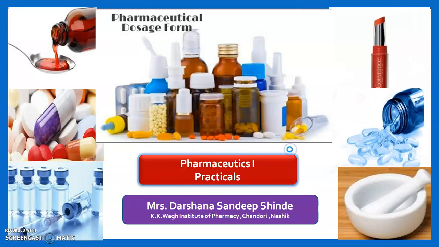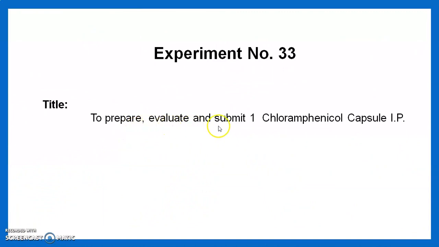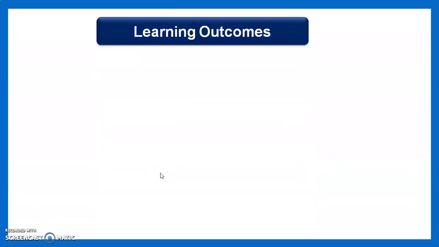Today we deal with experiment number 33. The title of today's experiment is to prepare, evaluate and submit one chloramphenicol capsule IP. Today we prepare the chloramphenicol capsule. Capsules are solid dosage forms, unit dosage forms.